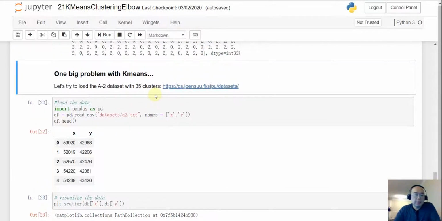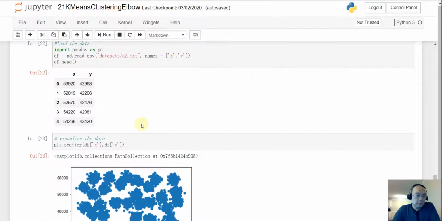Okay, so let's continue. In this video, we are going to talk about one big problem with K-means. We are going to load a new dataset called the A2 dataset. This dataset is quite common in the research world, and it is the dataset we use to evaluate clustering algorithms.